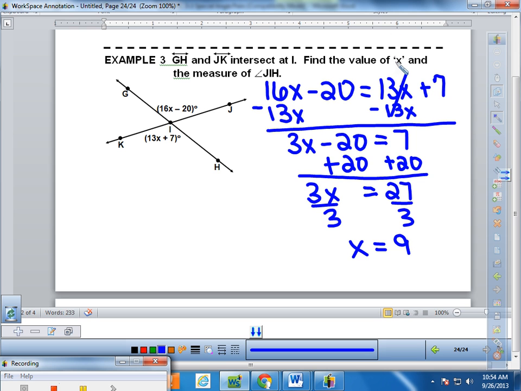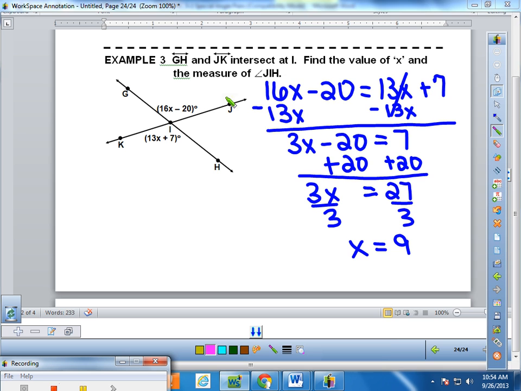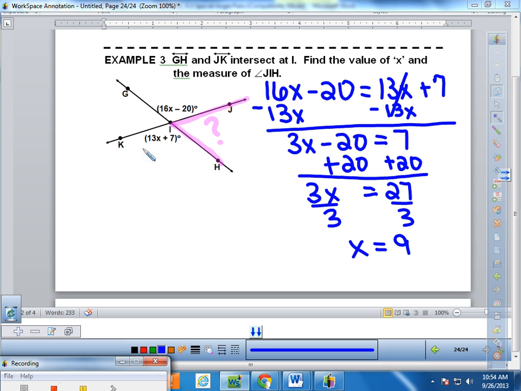Now, not only do we have to solve for x, we have to find the measure JIH. So where is that? That is this angle. So I'm going to take x and plug it in one of these and find the answer for the angle they're not asking for. So let's go ahead and do that. 13 times 9 plus 7. That's going to give us 124.